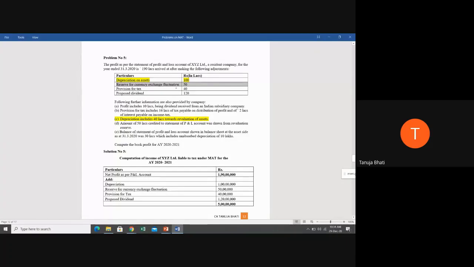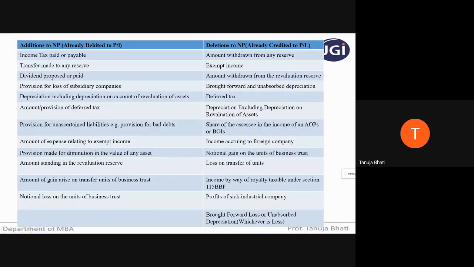Now, they are not telling amount withdrawn from any reserve, because if it is amount withdrawn from any reserve, you're going to minus it, as we saw in the previous sum. Now it is reserve for foreign exchange fluctuation. So when you're creating any reserve, it has to be added to the net profit. You can see here in the additions to net profit, that amount standing in revaluation reserve or any reserve that is created has to be added to the book profit. Is this clear, students?